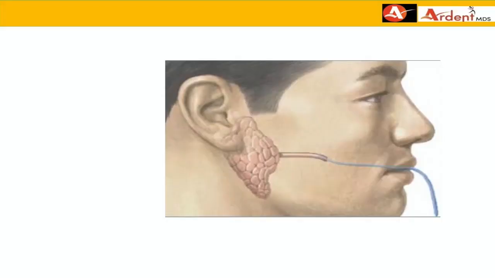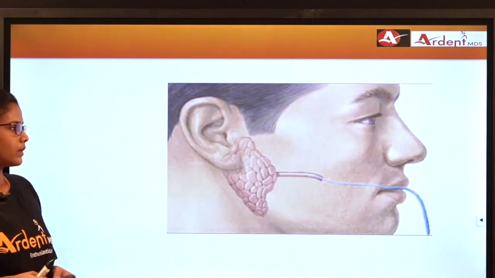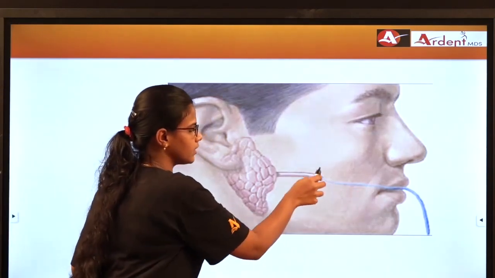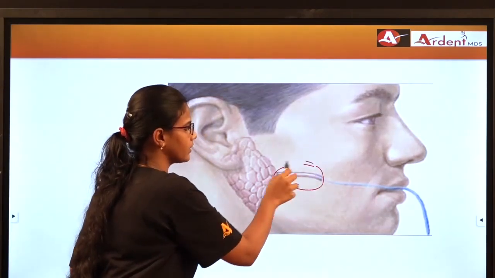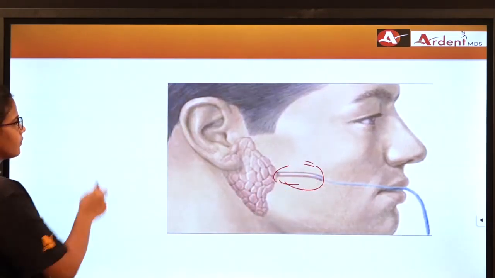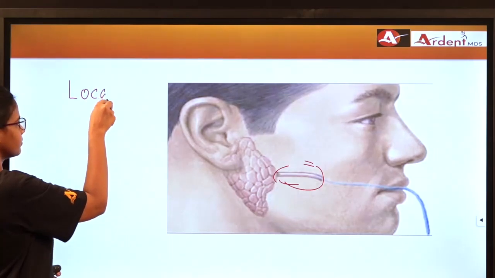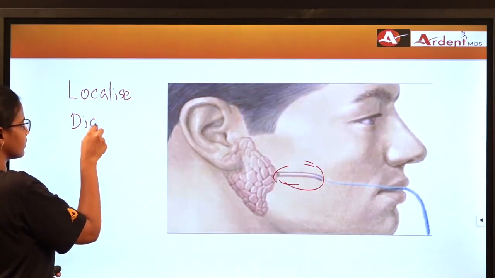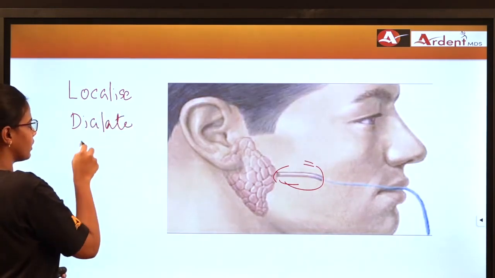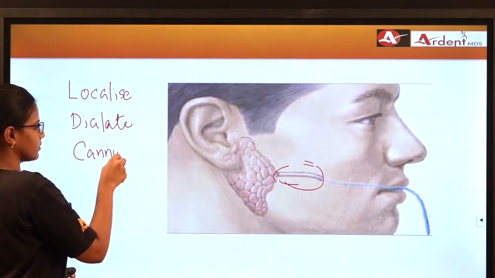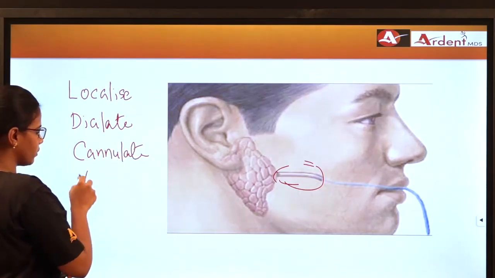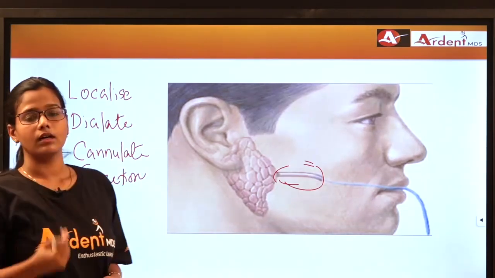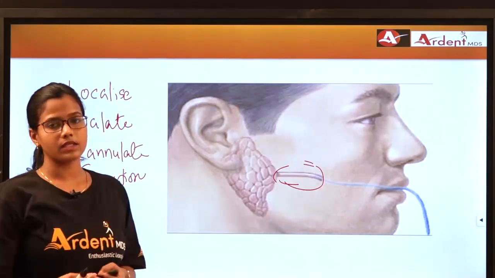So we will see how we perform a sialography. So this is a picture. You can see here a cannula is inserted into the parotid gland duct or the Stenson's duct. So first we have to localize the duct, and after that we dilate the duct, then we cannulate it, followed by injection of your contrast agent, either water soluble or oil based contrast agent.